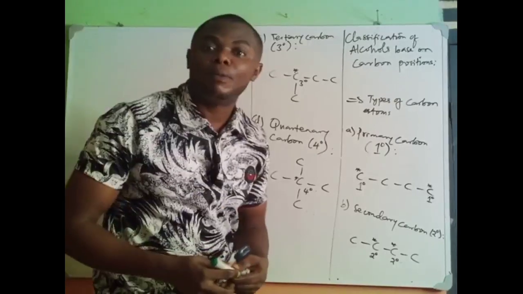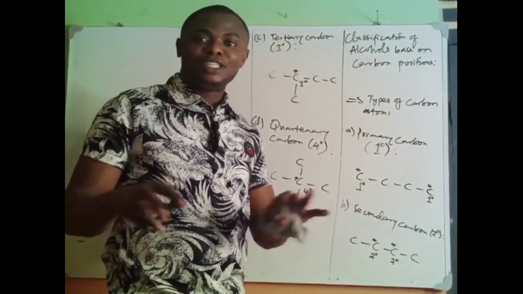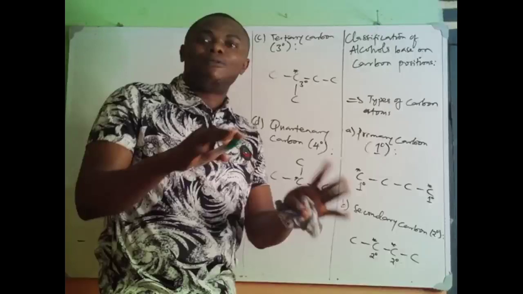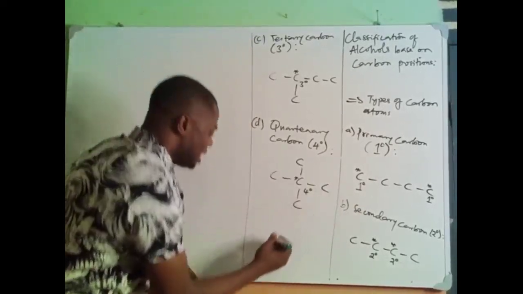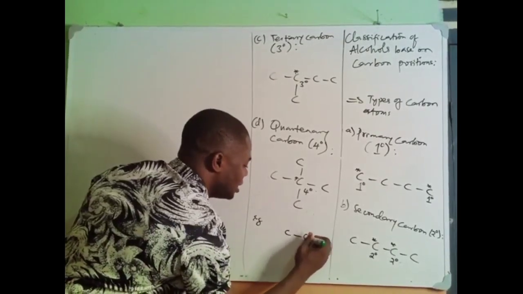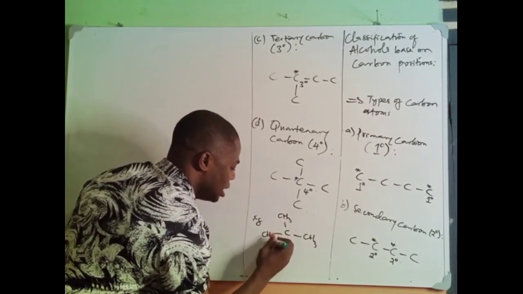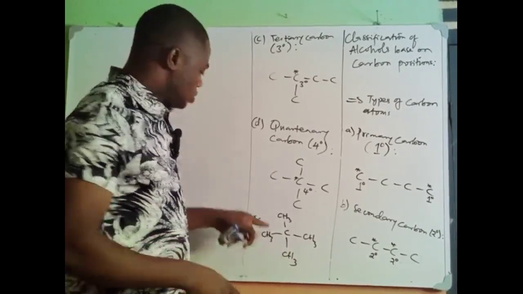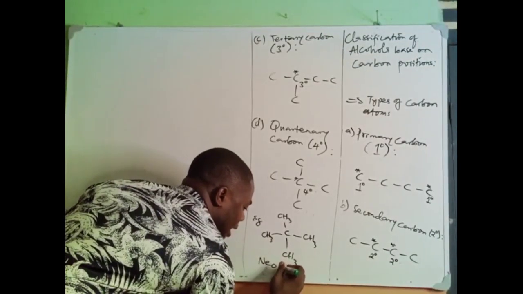We have quaternary carbon, but we don't have quaternary alcohol because carbon is tetravalent in nature. So there is no other space for attachment of OH. That is why we don't have quaternary alcohol. Quaternary carbon is fully attached. That is why when you have an alkane, for example, that is attached to 4 things like CH3, and CH3 here, and CH3 here, we call it neoalkane. This one is neopentane.